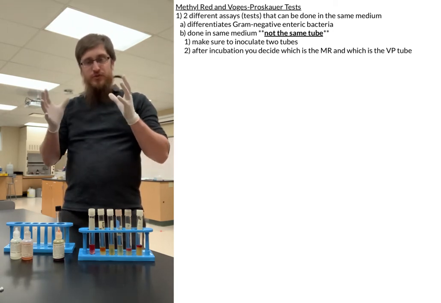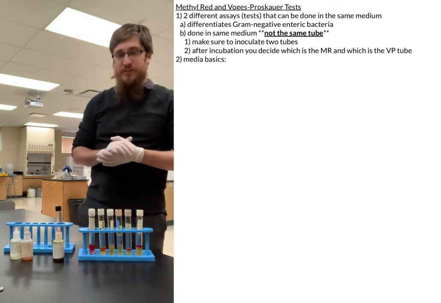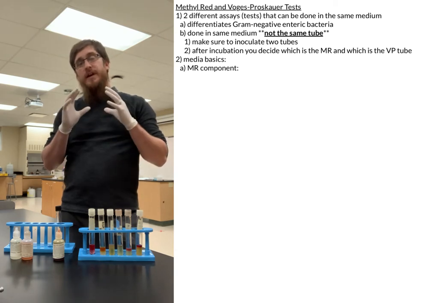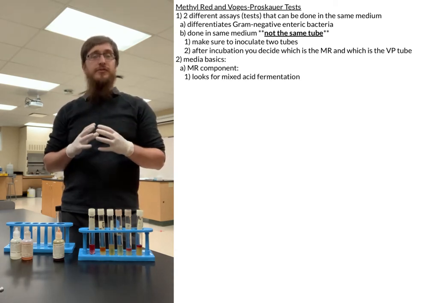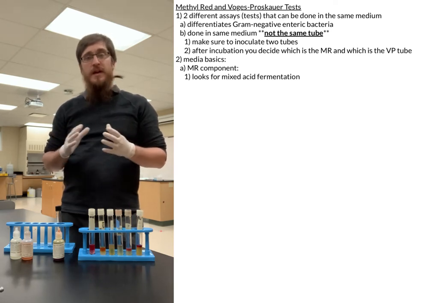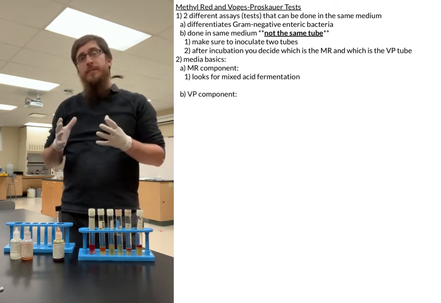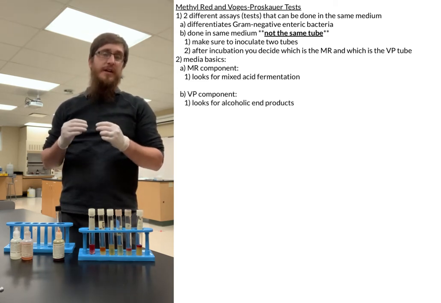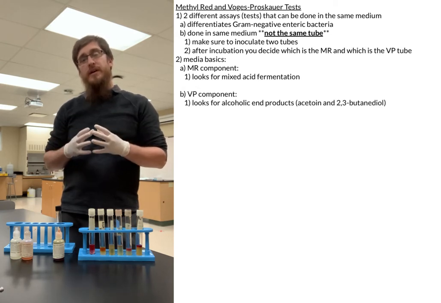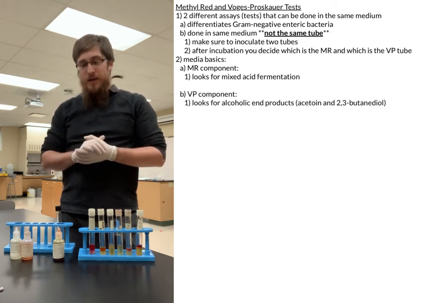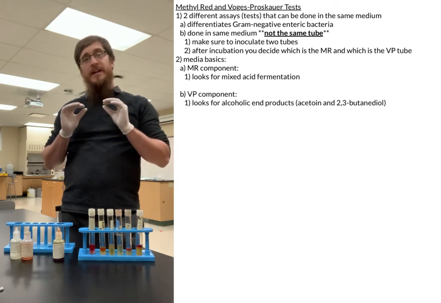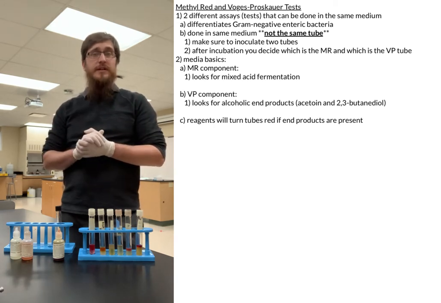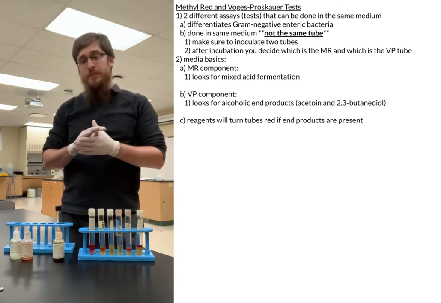Now, with that short introduction out of the way, let's go ahead and talk about the media basics. The MR component, or the methyl red component, looks for mixed acid fermentation. And our Voges-Proskauer, or the VP component, looks to see if our bacterium is able to produce alcoholic end products such as acetone and 2,3-butanediol. Either way, whenever we add our reagents, if our end products are present, then the medium should turn kind of a reddish color.